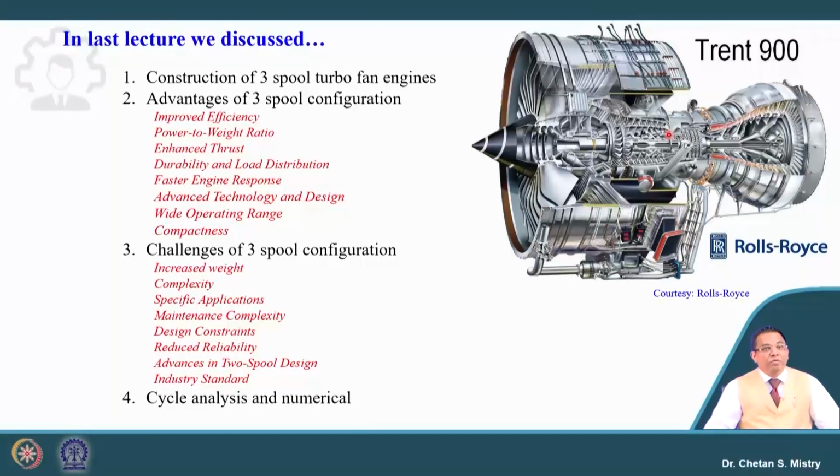But at the same time, we have a counter argument in terms of increased weight compared to the 2-spool configuration. It is much more complex. You can see the configuration where a number of components are arranged in a different way. If you recall, when I was discussing the single spool turbojet engine and then the 2-spool turbojet engine, people were hesitant to accept that kind of configuration, that kind of multi-spooling. So, here we will be having 3 spools, and that is more complex in terms of design.